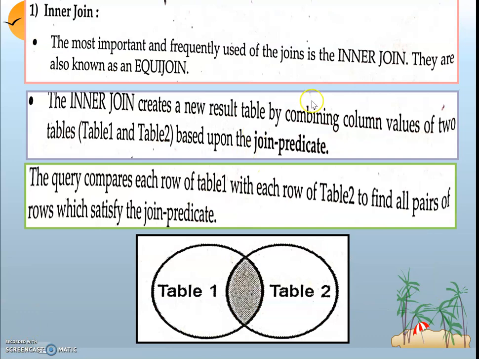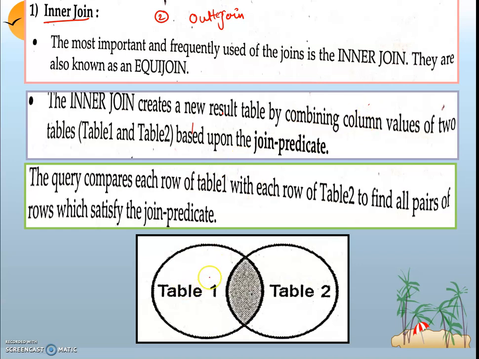The concept of joins in SQL has been classified basically into two types. One is the inner join, the other one is the outer join. Here I'll be discussing the inner join first and later we'll be moving into the concept of outer join. Okay, so what is meant by an inner join?